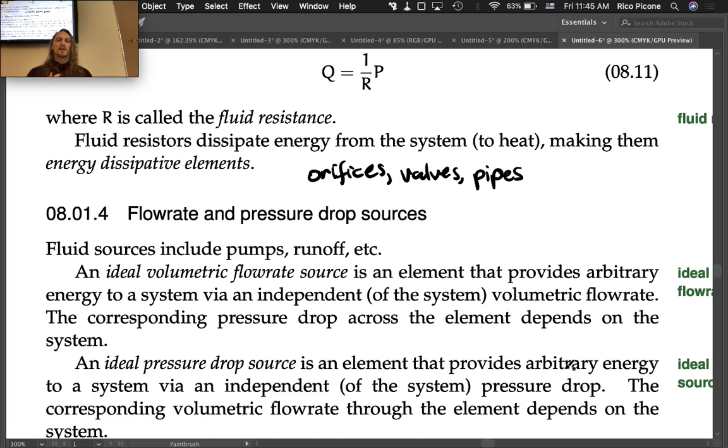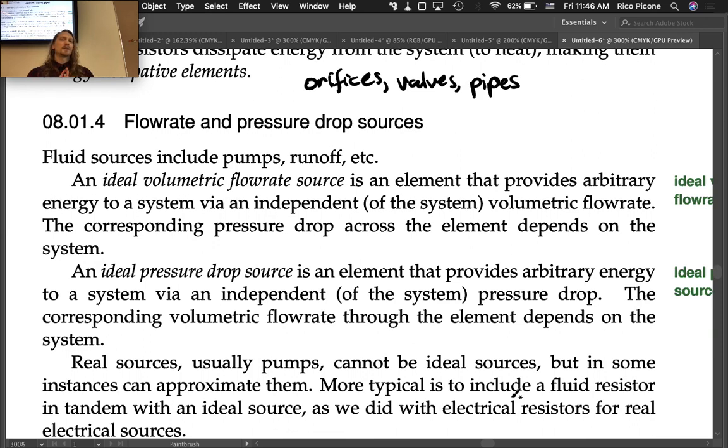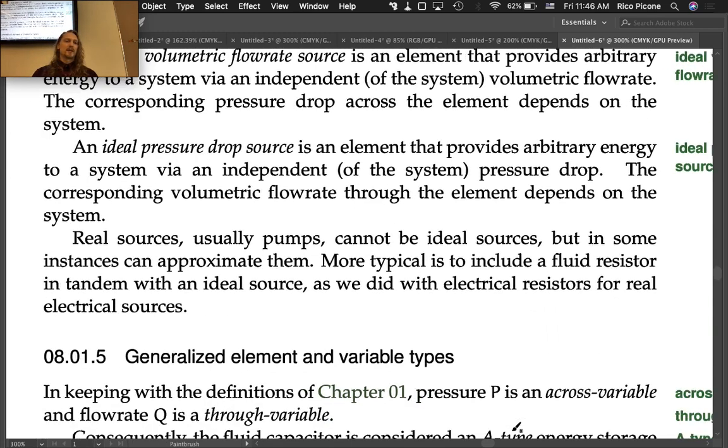So an ideal volumetric flow rate source is an element that provides arbitrary energy to a system via an independent volumetric flow rate. The corresponding pressure drop across the element depends on the system. An ideal pressure drop source is an element that provides arbitrary energy to a system via an independent pressure drop. The corresponding volumetric flow rate through the element depends on the system.